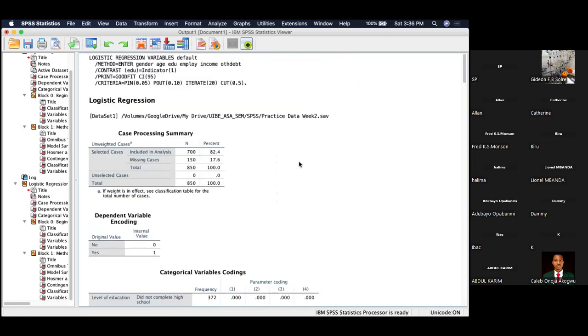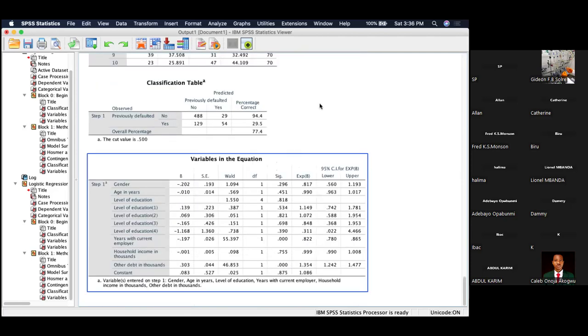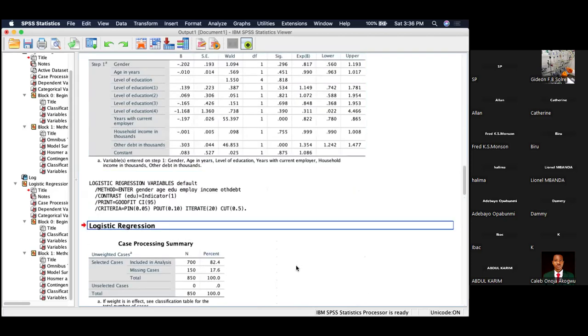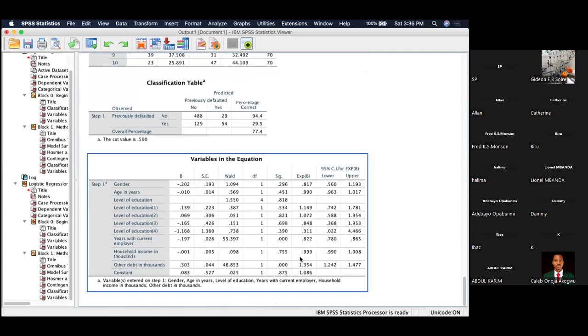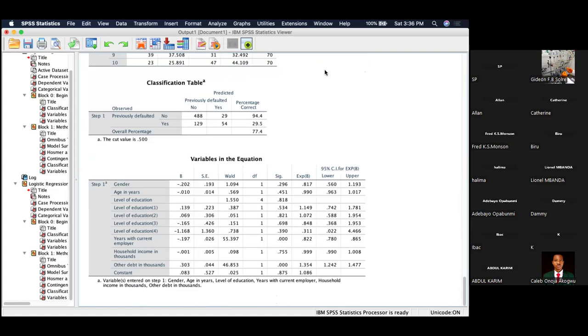So this is how we perform binary logistic regression in SPSS. Any question or contribution is welcome. The floor is open for all researchers to contribute because today is the last day.